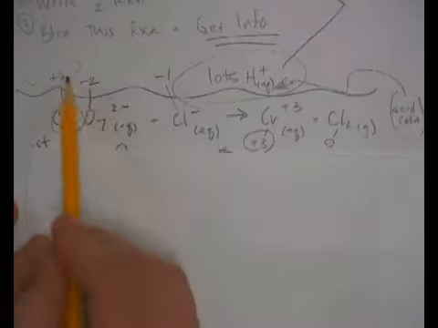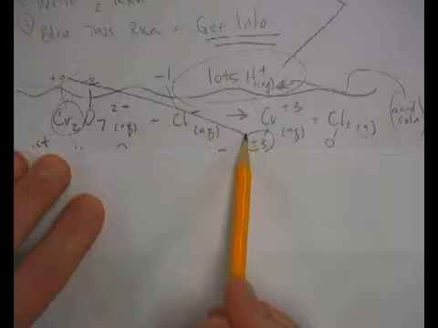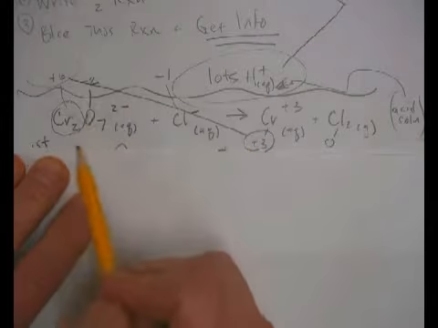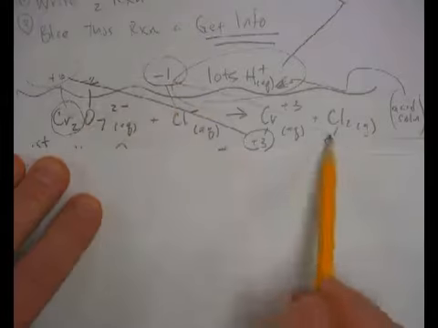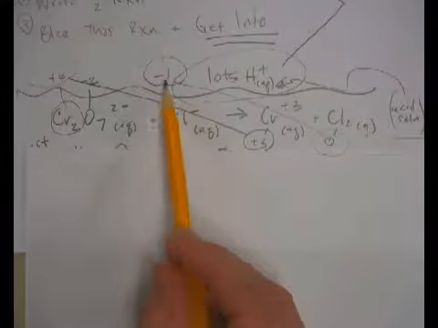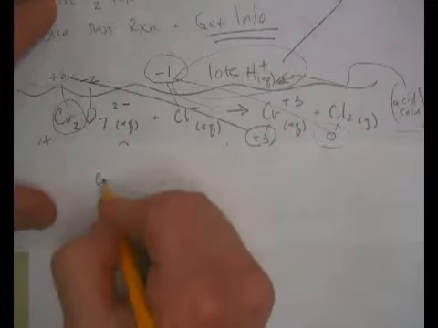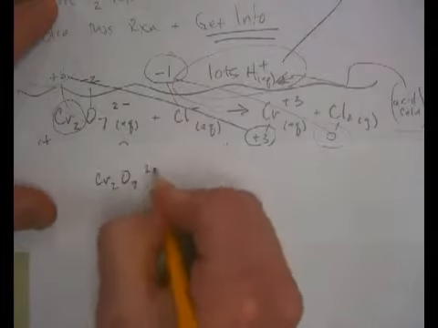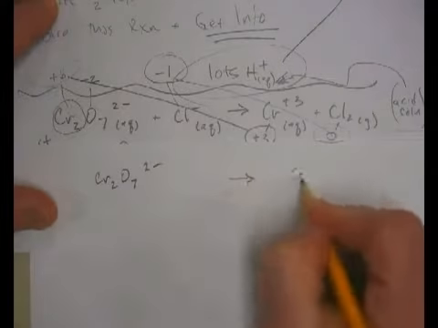So we can see chromium goes from positive 6 to positive 3. It's reduced. It goes down in charge. And you can see that the chlorine here goes from minus 1 to 0. So it goes up from minus 1 to 0. So my half reactions here would be the Cr2O7 2 minus going to the Cr positive 3.